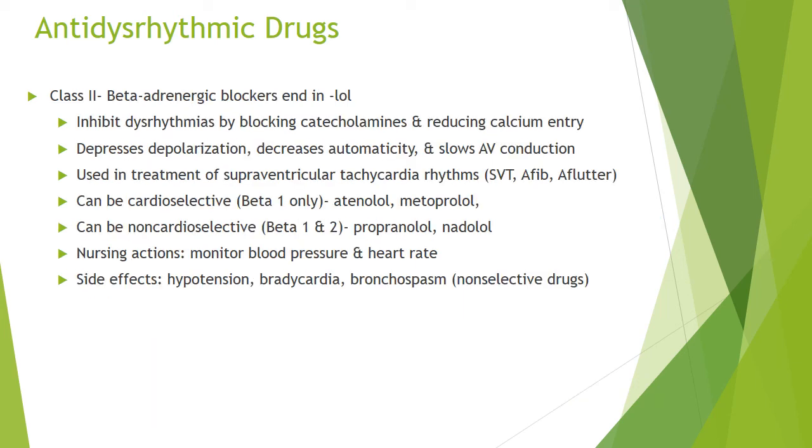Class 2 of the antidysrhythmic drugs is our beta-adrenergic blockers. We've talked about these before. They end in -lol. And they inhibit dysrhythmias by blocking those catecholamines of epinephrine and norepinephrine and reducing calcium entry. They can also depress depolarization as well as decrease automaticity and slow down that AV conduction. So they're great for treating supraventricular tachycardic rhythms such as SVT, atrial fib, and atrial flutter.